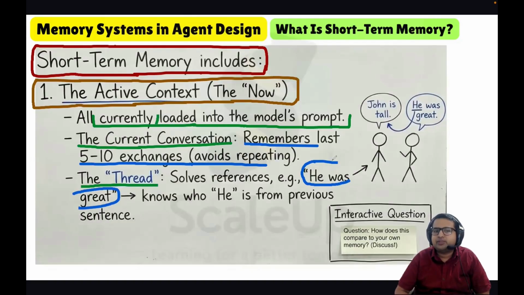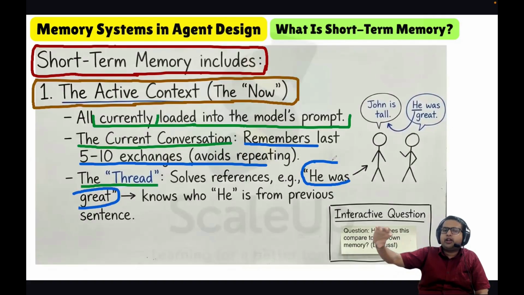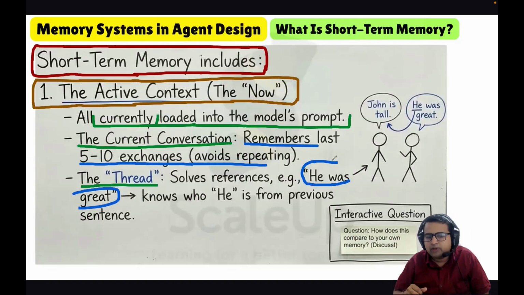So active context is basically whatever is in the context window, whatever is currently loaded into the model's prompt. In active context, we maintain the current conversation, remembering the 5 to 10 exchanges, and it also acts like a thread that keeps the large language model from hallucinating.